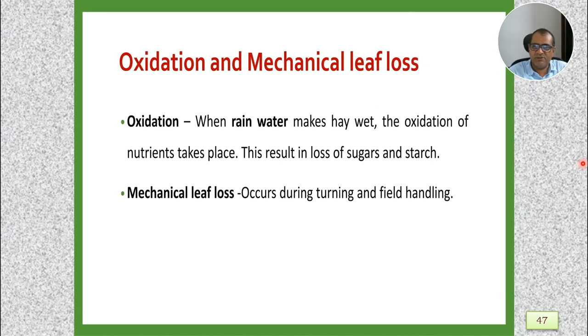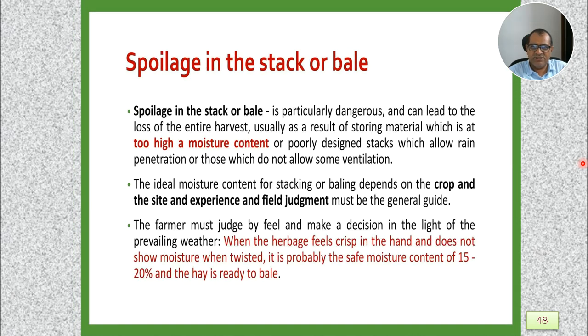Oxidation and mechanical leaf loss: when rainwater makes hay wet, oxidation of nutrients takes place. This results in loss of sugars and starch. Mechanical leaf loss occurs during turning and field harvesting. Then spoilage in the stack or bale is always possible, because the hay may contain too high a moisture content, and poorly designed stacks allow rain penetration into the fodder.